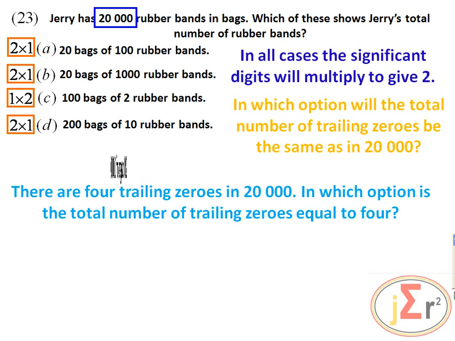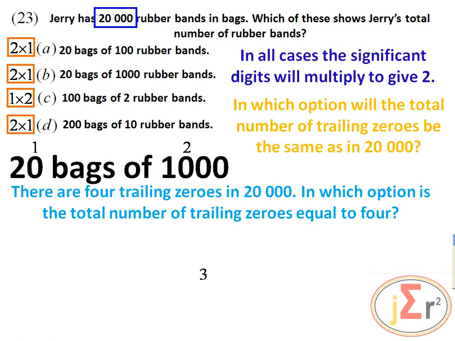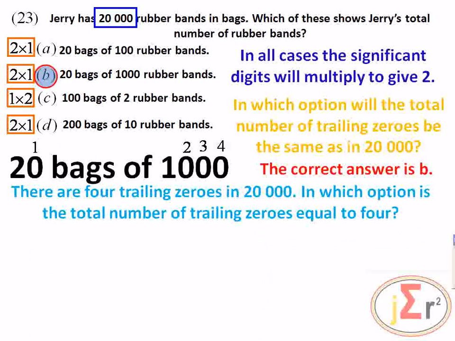So 20 bags of 1,000 rubber bands. And there we have the number of trailing zeros. How many trailing zeros do we have? 4. And how many trailing zeros do we have in 20,000? 4. Right, so that one will give us the correct answer? The correct answer is option B. Right. That is our correct answer.